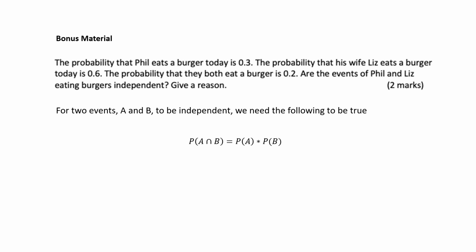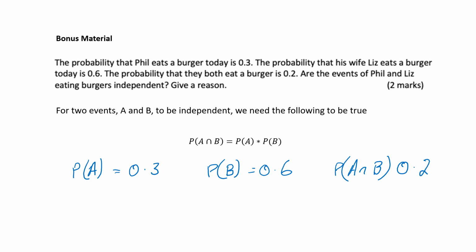Now for this particular case, the probability of A is 0.3. The probability of B is 0.6, and the probability of A intersection B is 0.2. So if we substitute those numbers in, we've got 0.2 equals 0.3 times 0.6, so 0.2 equals 0.18. Now, as you can see, those numbers are not the same, so therefore the events of Phil and Liz eating burgers are not independent because the numbers don't match up.